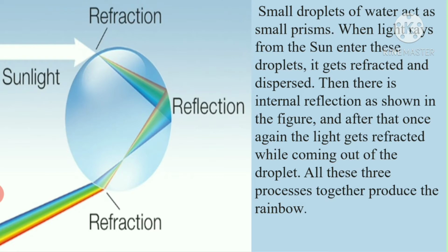Small droplets of water act as small prisms. When light rays from the sun enter these droplets, they get refracted and dispersed. Then there is internal reflection, as shown in the figure. And after that, once again the light gets refracted while coming out of the droplet. All these three processes together produce a rainbow.